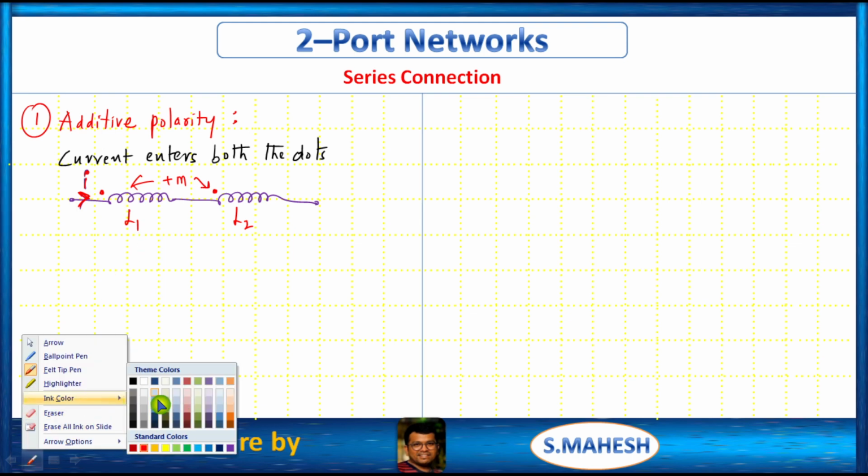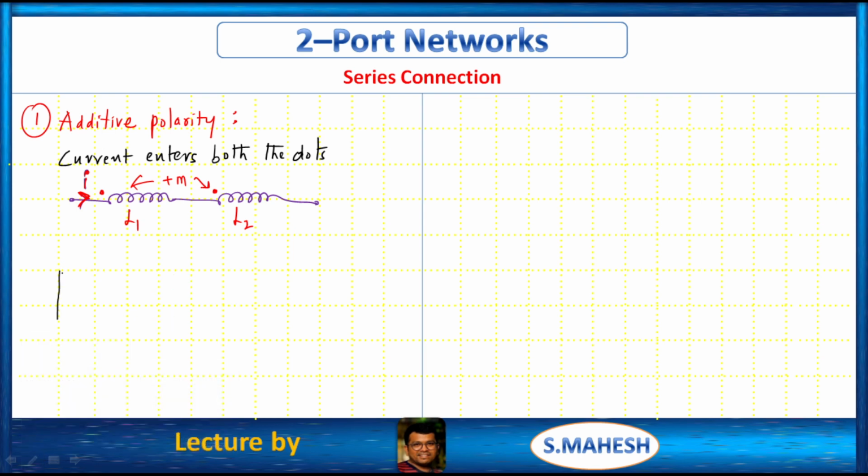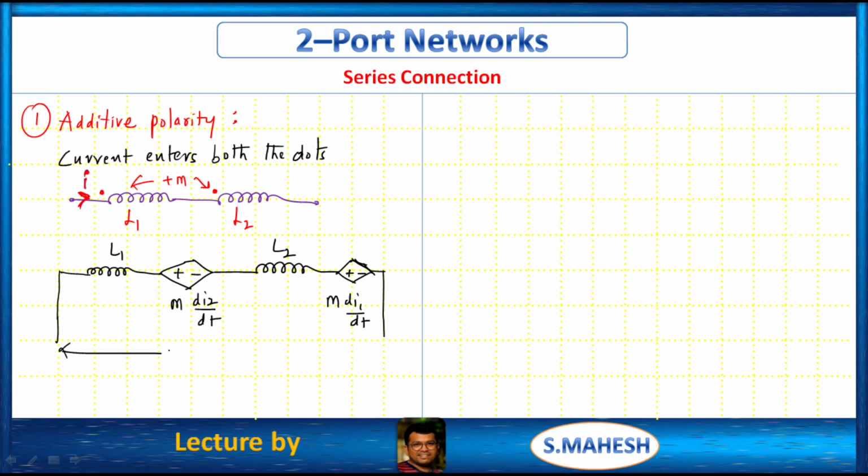For this, the electrical equivalent is: taking one dependent source, like this we have to write, right? This is L1, this is L2, and this is M dI2 by dt, this is M dI1 by dt. Across we have the voltage V, and the current through this is simply I. Here I1 is equal to I2 is equal to I, because this is a series connection.